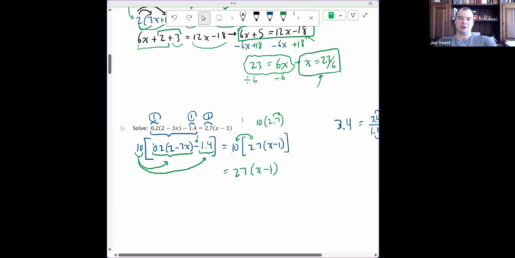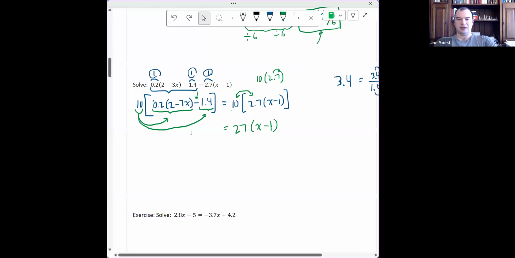It's going to be a power of 10, but the reason we chose just the number 10 here is that we only have 1 decimal place at most, and just multiplying by 10 will do the job. Now, if we multiplied by 100, we would also get rid of all the decimals, but then we'd be introducing much larger numbers, right? I don't really want to deal with 270 times x minus 1. That's just going to get unwieldy. Those are just unnecessarily large numbers.